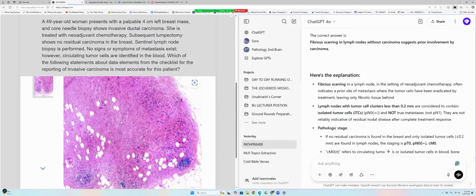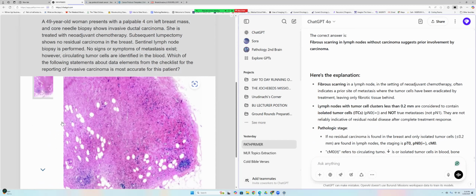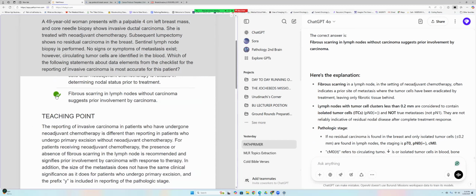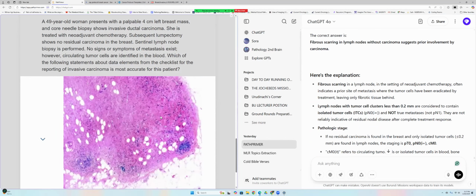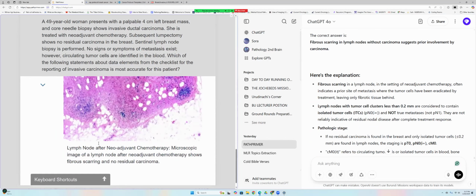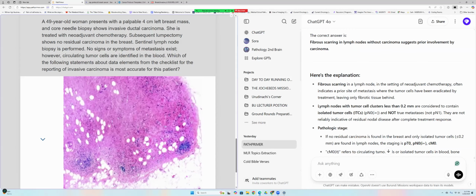So ChatGPT said that there's fibrous scarring here, but I don't know. Let's see what the answer is. D is the answer. So fibrous scarring in a lymph node. This actually has fibrous scarring. There's no tumor here. Wow. Lymph node after neoadjuvant chemotherapy: microscopic image shows fibrous scarring and no residual cancer.